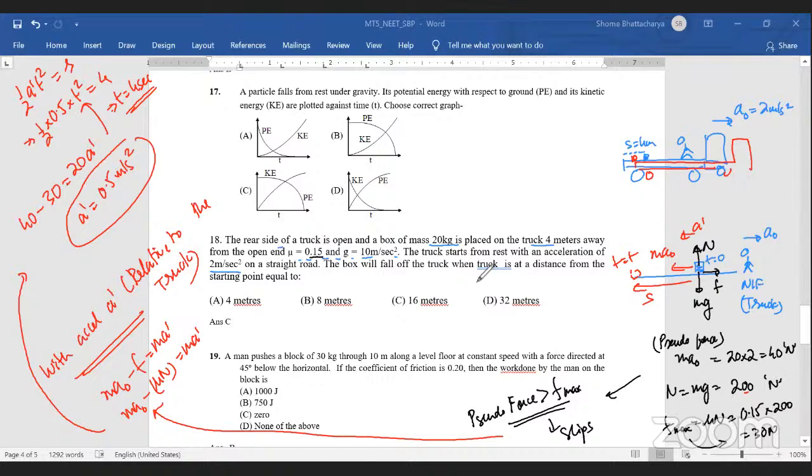So the truck's displacement will become half into a naught into t square. Now we got this time as 4 seconds. So half into 2 into 4 square, so 16 meters. So 16 meters should be the answer, the displacement of the truck at that point of time.